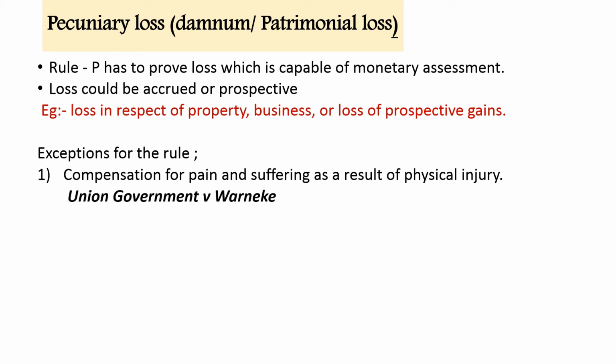If you go through the case of Union Government, there the plaintiff claimed damages from the defendant for the pain and suffering that was caused to him as a result of the loss of his wife. Here the court held that there is no physical injury which resulted in pain and suffering. Therefore, the court did not award compensation. So we need to remember that this exception applies only where the pain and suffering has occurred as a result of physical injury. Where there is no physical injury, there will be no compensation.